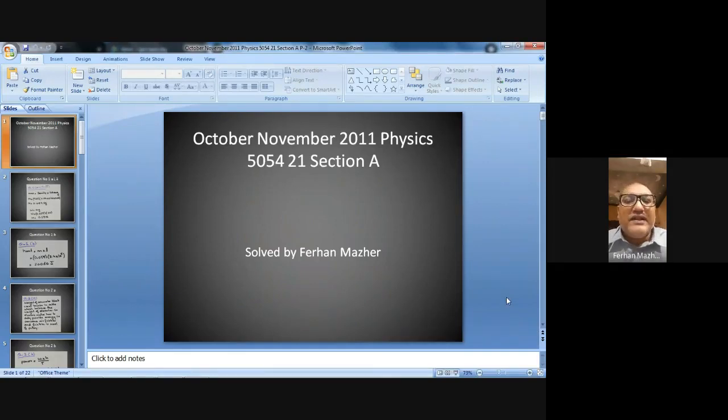Right now, I am with the 11th Cambridge class, and the subject we are studying is Physics 5054. Today, we have set our hearts to solve the October-November 2011 paper. It's a physics paper, and the number of the paper is 2-1. This is a theory paper, paper 2, and this belongs to zone 1. This is variant 1, and in this video, we will be only solving its section A.